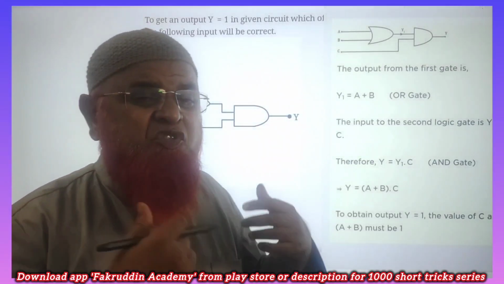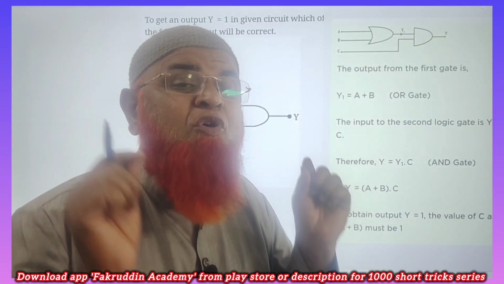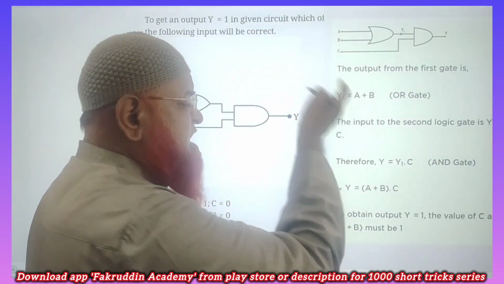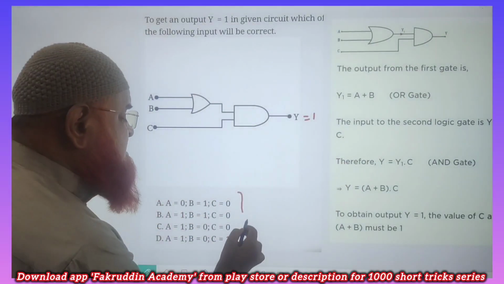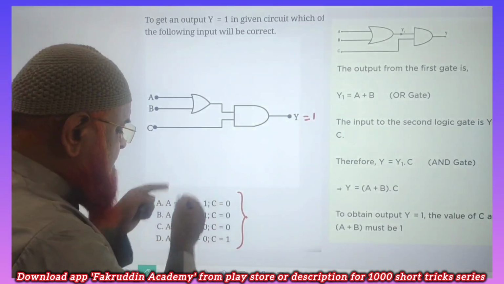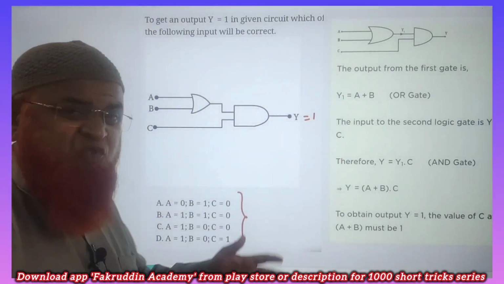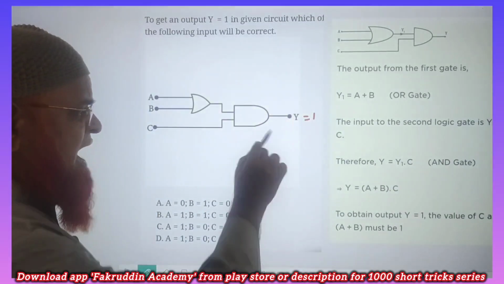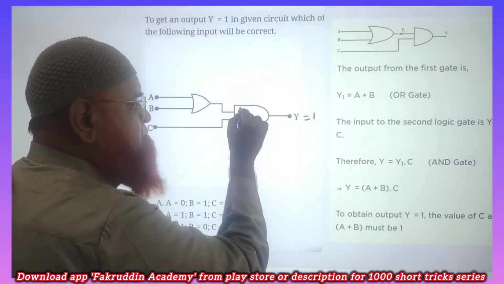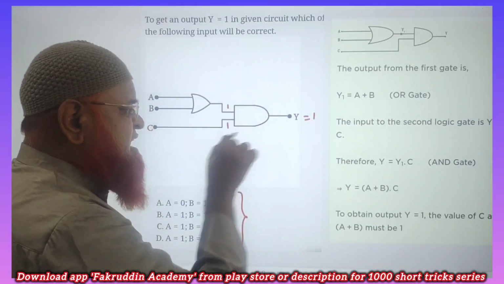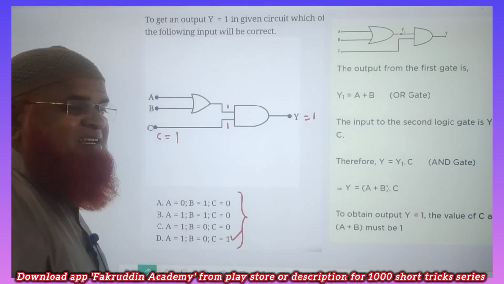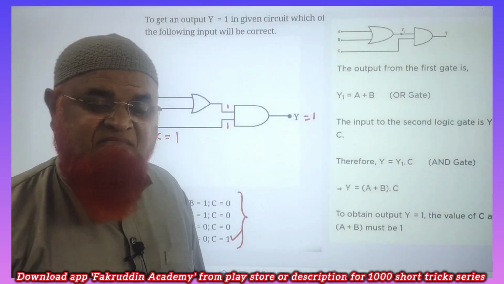It can be solved without Boolean algebra, without truth table also. He is asking that output should be 1. Then what are the correct inputs? For this I will use reverse method. I don't take inputs and find the output by using truth table. I take reverse method. I take Y is equal to 1 and this is an AND gate. Output is 1 when both the inputs are 1. That means C should be definitely 1. And your option is the fourth option. Thank you.